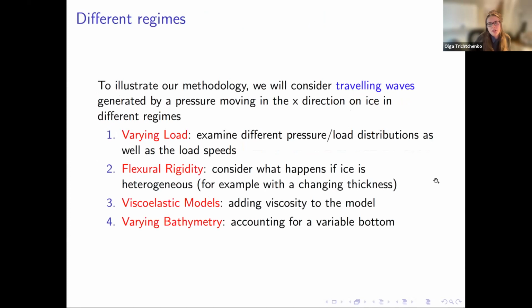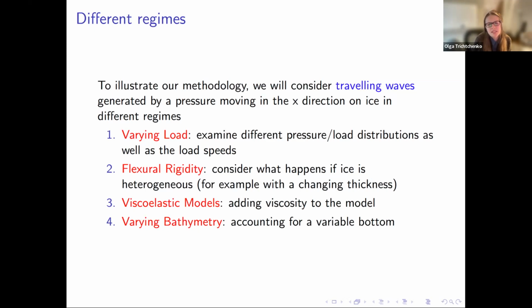So to illustrate the methodology for computation of these types of waves, we're going to look at traveling waves generated by moving pressure. The pressure is going to move in the x direction on ice, and we're going to look at different regimes. For example, the load is varying, so different pressure distributions, load distributions, as well as different load speeds. We're still going to assume that we have traveling waves, so we're not going to have a variable speed load for now. We're going to also vary our flexural rigidity.